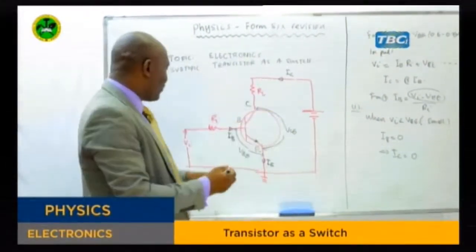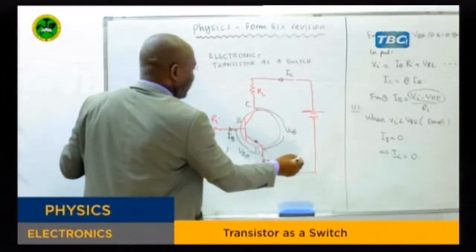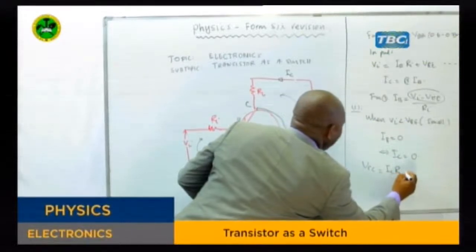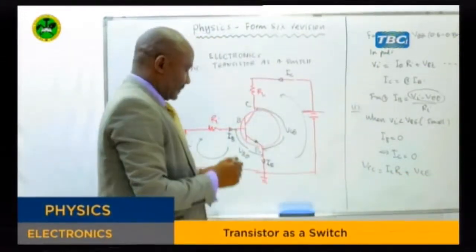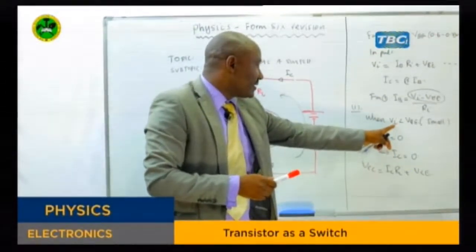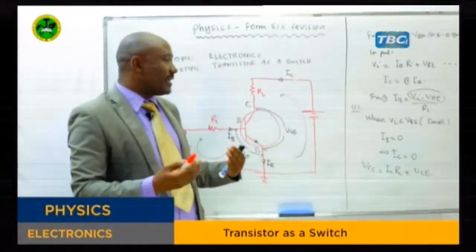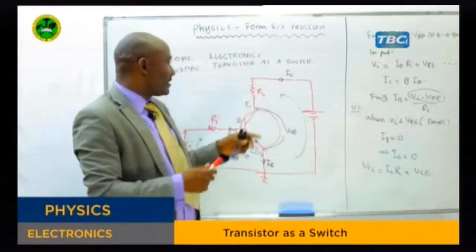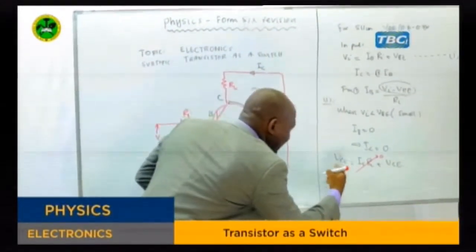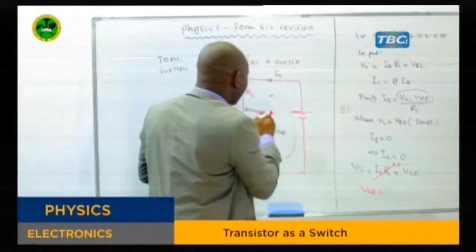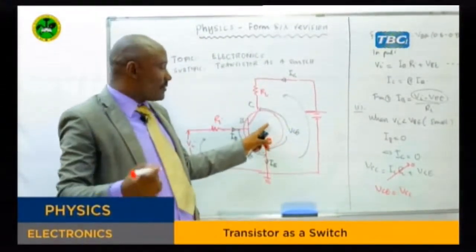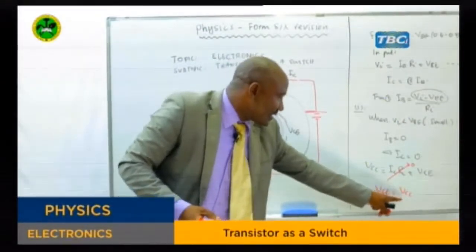If you remember from the output circuit, this was the input. If you consider the output circuit, we have VCC equals IC RL plus VCE. So let's see now the implication of that. When the input is very low, so that it cannot produce any base current, automatically the collector current will be zero. The current across RL will be zero, so the whole of this will be zero. As a result, the VCE, which we now take as the output, equals the maximum, the supply voltage. That means the VCE is approaching the supply voltage.